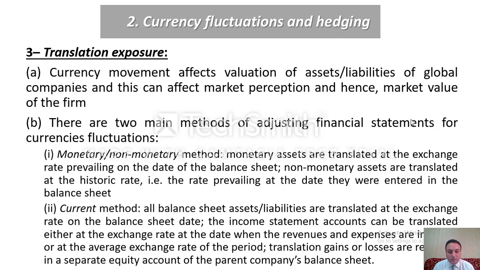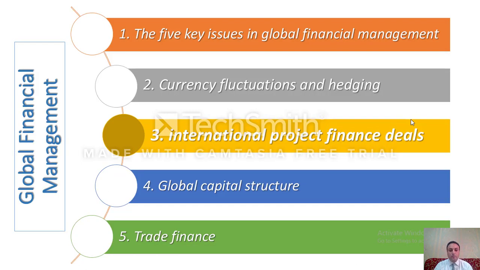Second, we have the current method, where all balance sheet assets and liabilities are translated at the exchange rate on the balance sheet date. The income statement accounts can be translated either at the exchange rate at the date when the revenues and expenses are incurred, or at the average exchange rate of the period. Translation gains or losses are reported in a separate equity account of the parent company's balance sheet. So this was the currency fluctuation hedging.